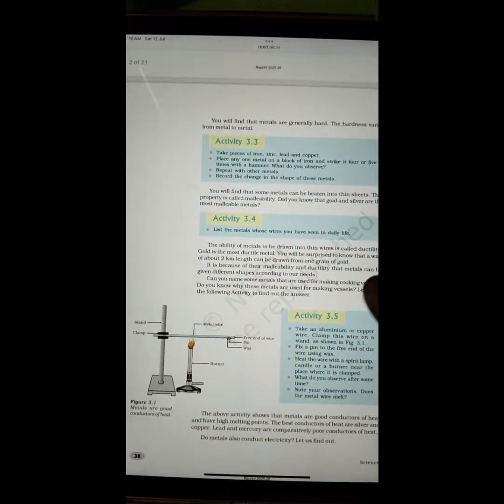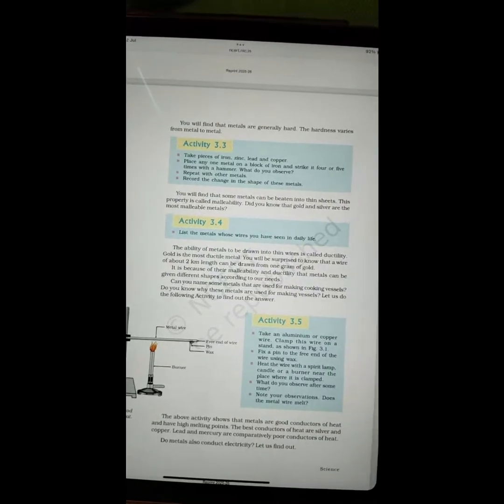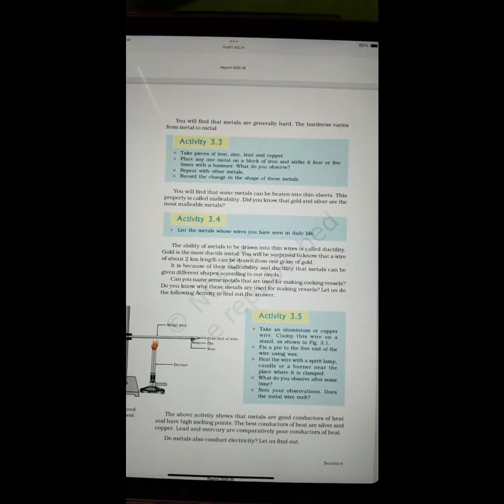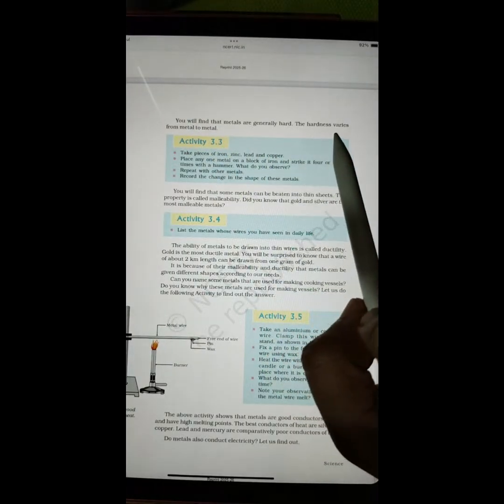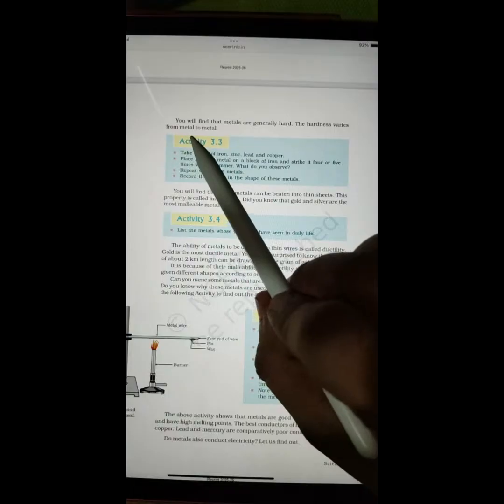Next page. You will find that metals are generally hard. The hardness varies from metal to metal.